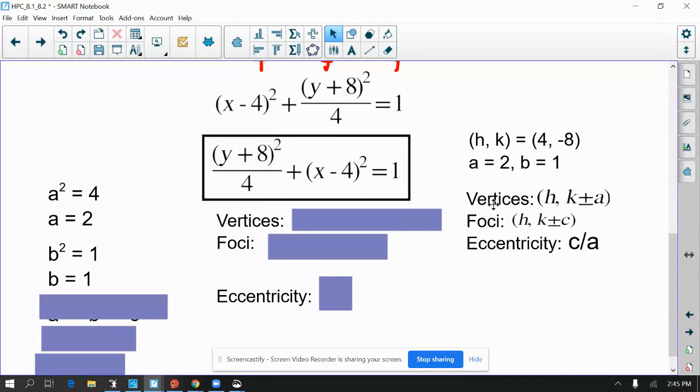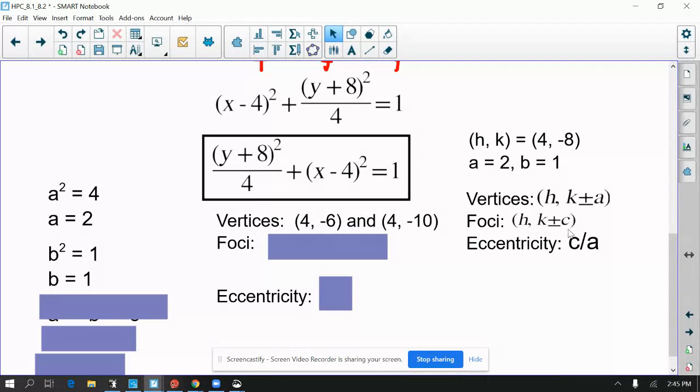So the vertices are always A away from the center. I start with (4, -8), and I add A to the y value and subtract A from the y value. So I get (4, -6) and (4, -10). Adding the A value to the y and then subtracting A from the y.